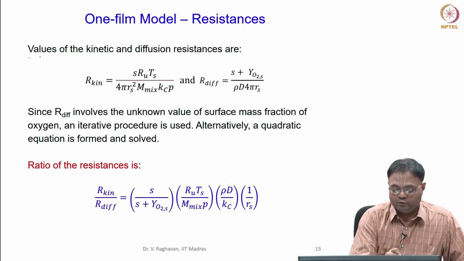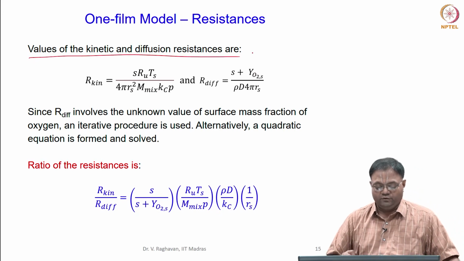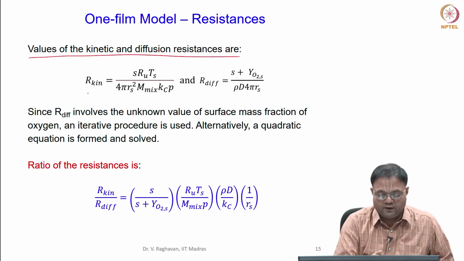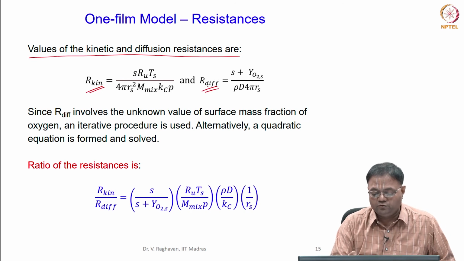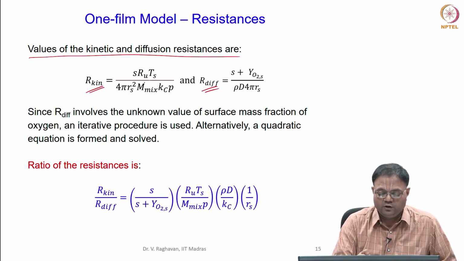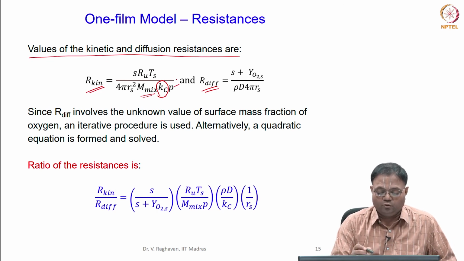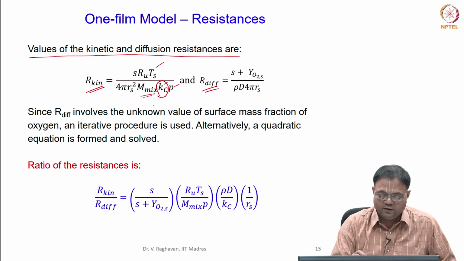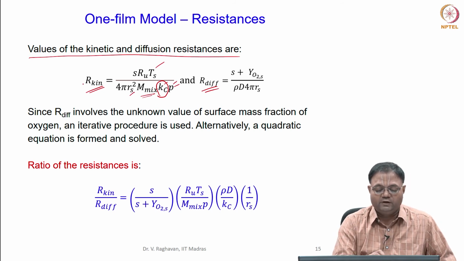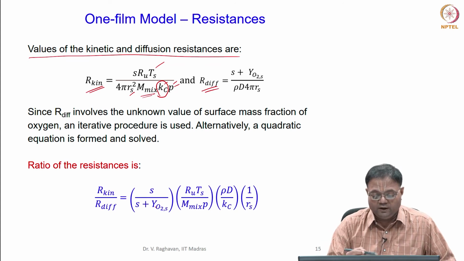So I put the value of diffusion resistances here. You can see that the kinetic resistance and the diffusion resistance is Ru Ts divided by 4 pi Rs square, molecular weight of the mixture. The K, this is the rate coefficient for the surface reaction, into pressure. As I told you, surface temperature, reaction rate, surface radius and the pressure, everything dictates the resistance here.